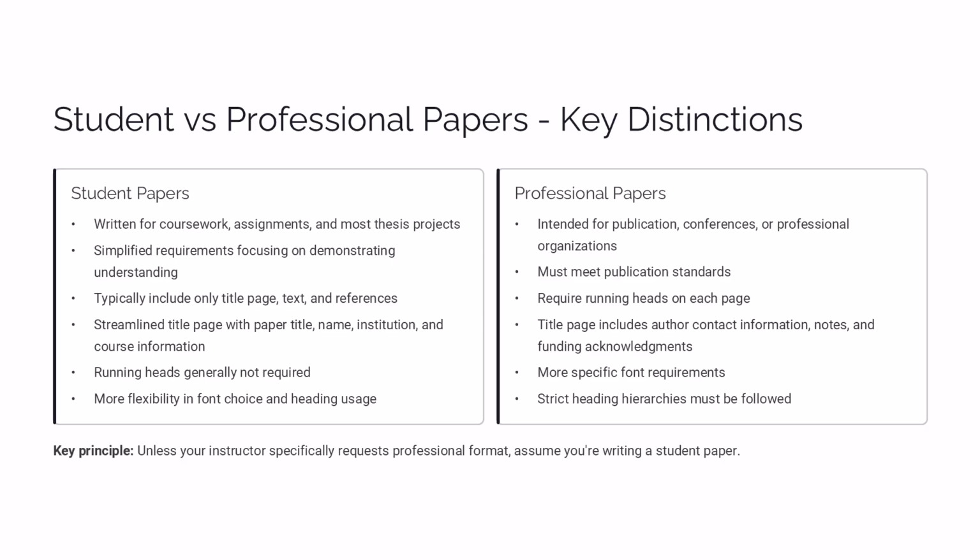For example, student papers may use either Times New Roman 12-point or Calibri 11-point font, while professional papers have more specific requirements. Student papers have more flexibility in heading usage, while professional papers must follow strict heading hierarchies. Understanding your paper's purpose and audience helps you determine which format to use.